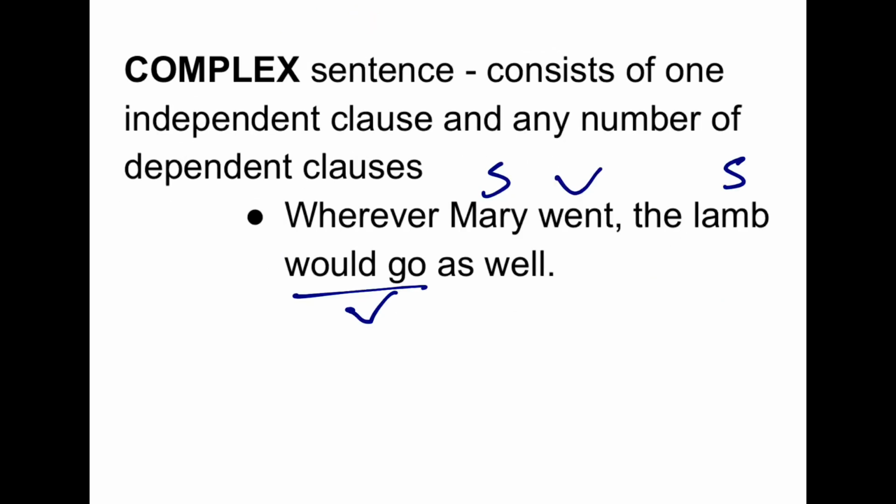Complex sentences consist of one independent clause and any number of dependent clauses. For example, Mary went and lamb would go are the subject and verb for each of these clauses. We see the word wherever, which is a subordinating conjunction, at the beginning of that first clause. If I tried to say, wherever Mary went, something is missing. It does not express a complete thought until it is attached to this main clause.